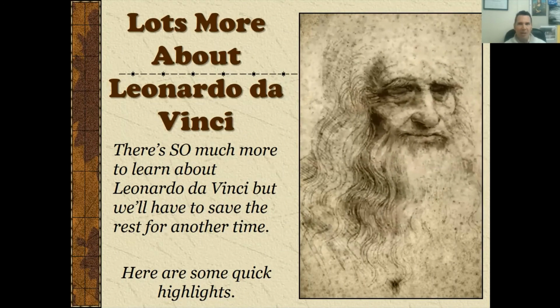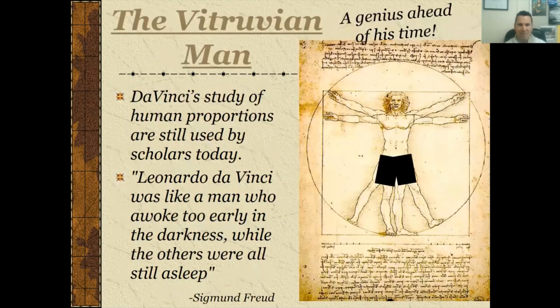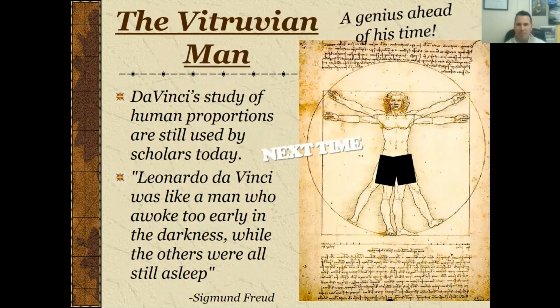In fact, we're going to continue this next week. But here are some quick highlights. This is the Vitruvian Man, and Leonardo da Vinci, so smart, he came up with some laws for human proportion. We'll talk about that later.